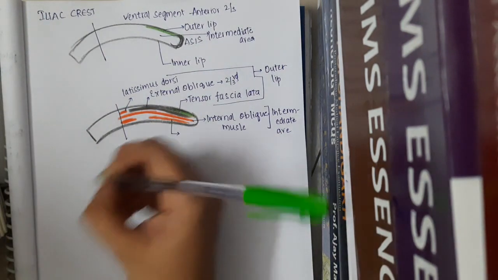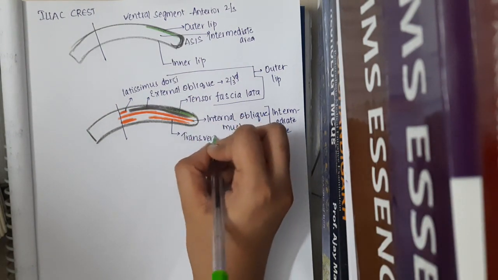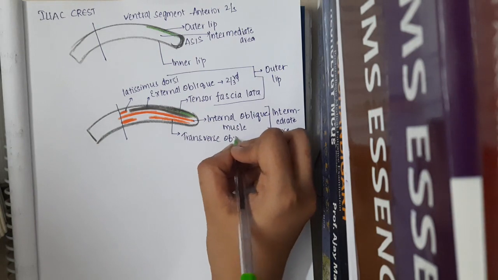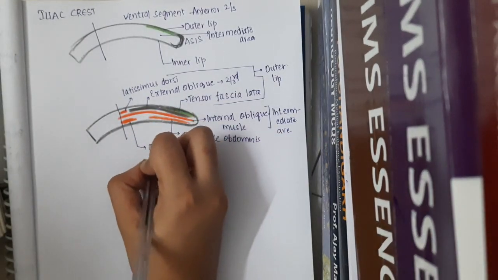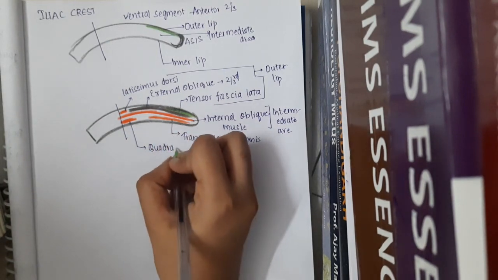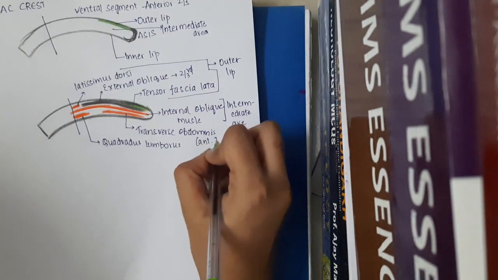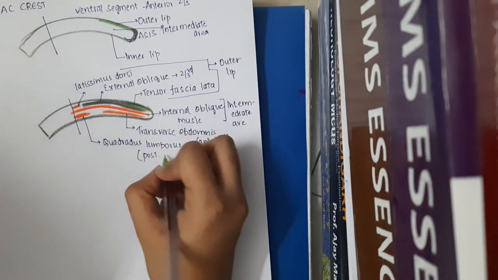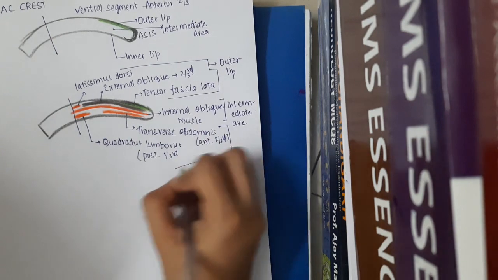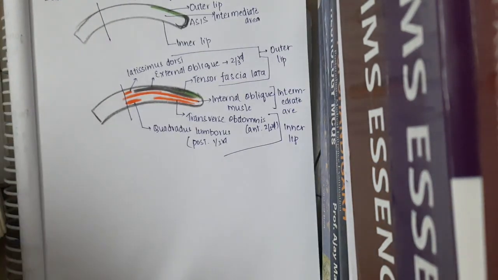Now here, in the inner lip you have transversus abdominis insertion, and you have quadratus lumborum in the posterior 1/3. See, transversus abdominis is present in the anterior 2/3, whereas quadratus lumborum is present in the posterior 1/3 of the inner lip of the ventral segment of the iliac crest.